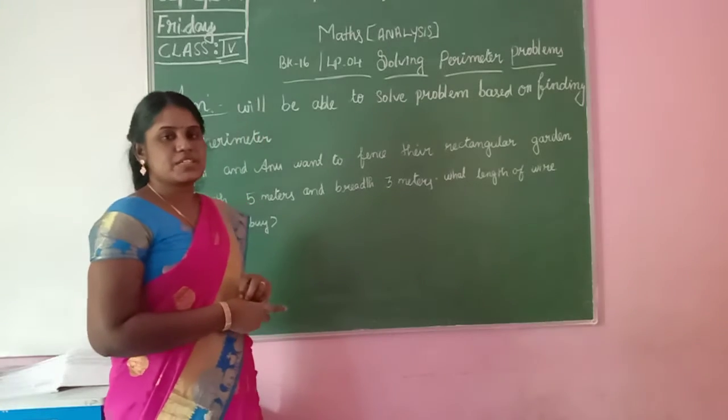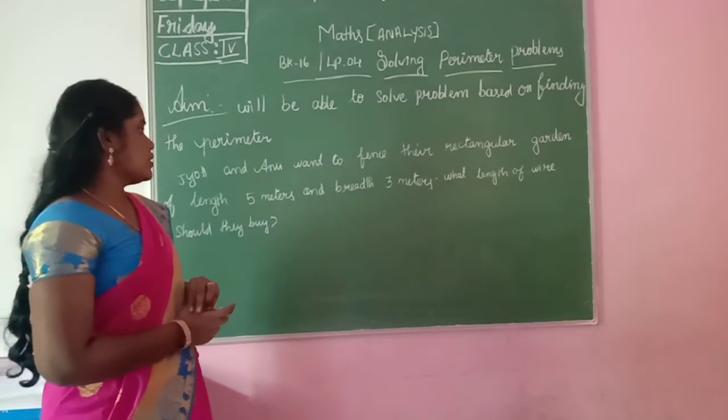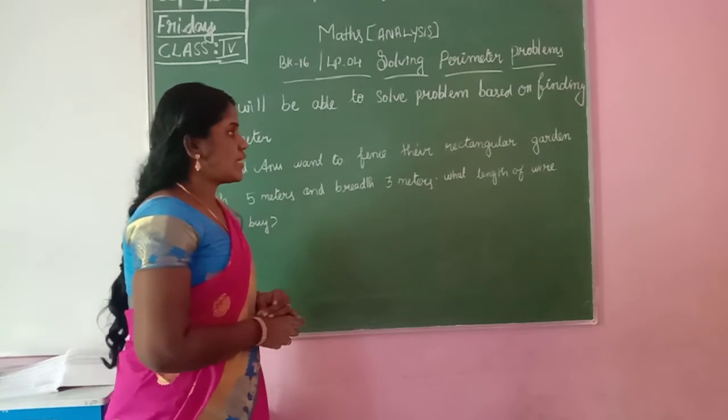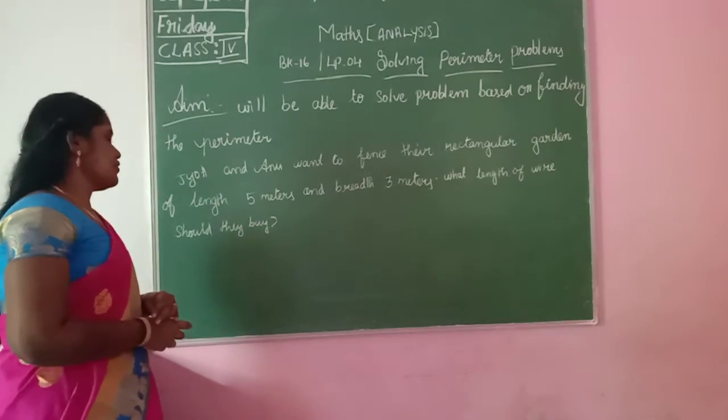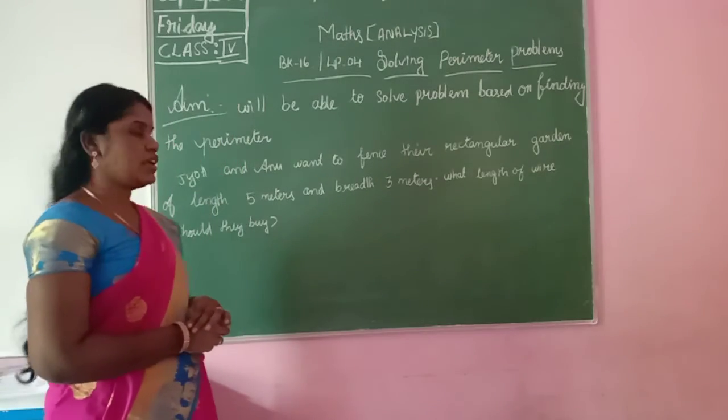Welcome to the analysis part, children. I hope you finished your work. Jyoti and Anu want to fence the rectangular garden of length 5 meters and breadth 3 meters. What length of wire should they buy?